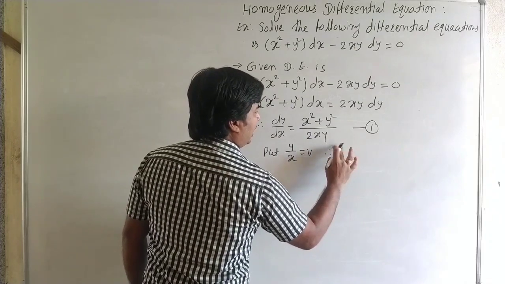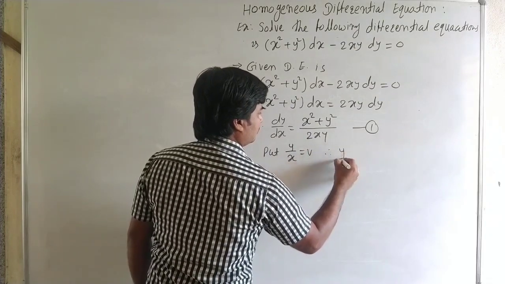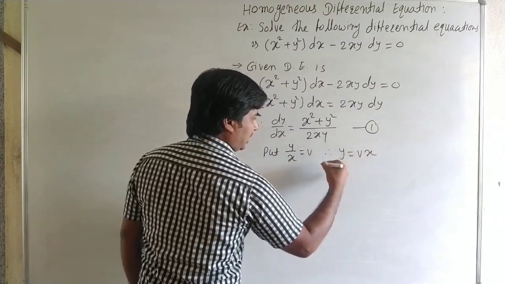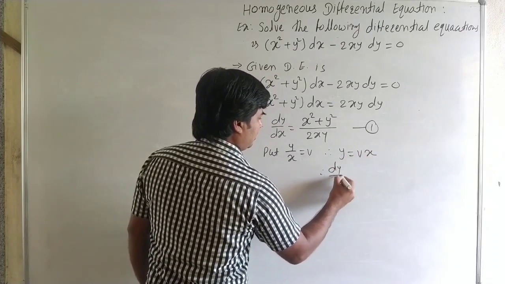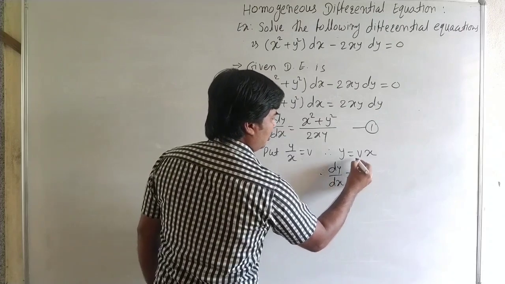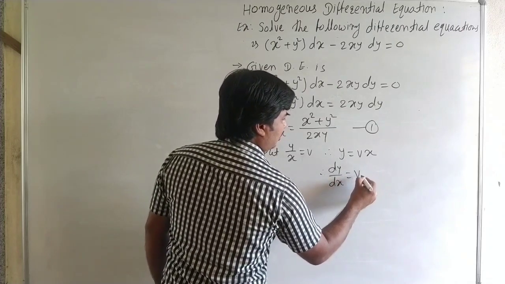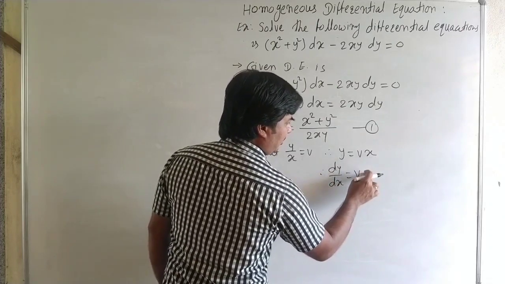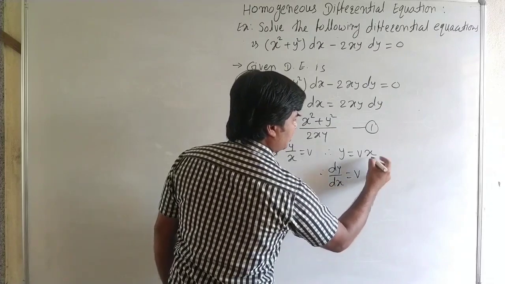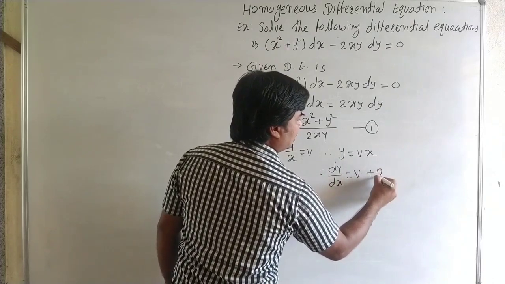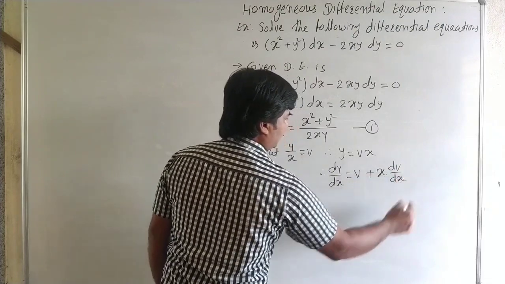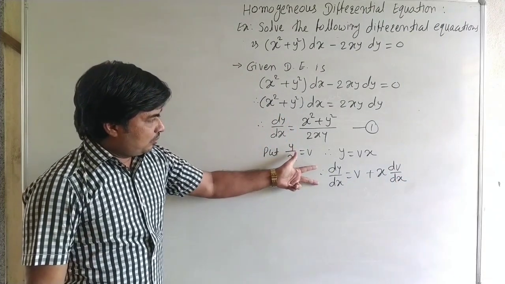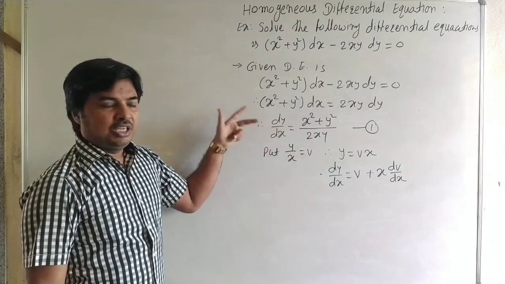Therefore, y is equal to vx. Then differentiate with respect to x. Therefore, we get dy by dx is equal to v into the derivative of x, which is 1, plus x into the derivative of v. Okay. Here, put dy by dx in equation number 1.